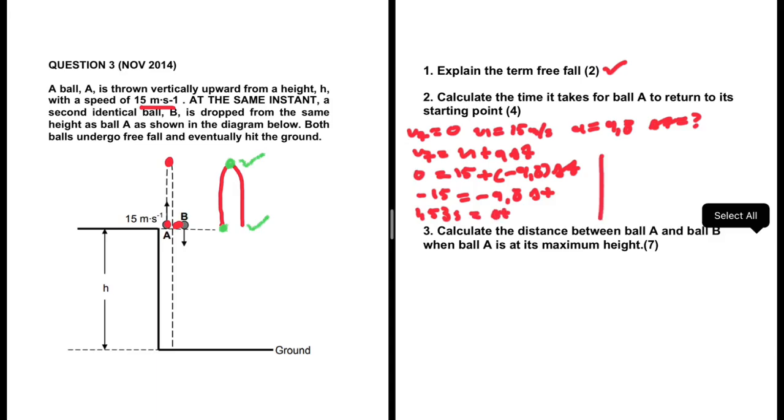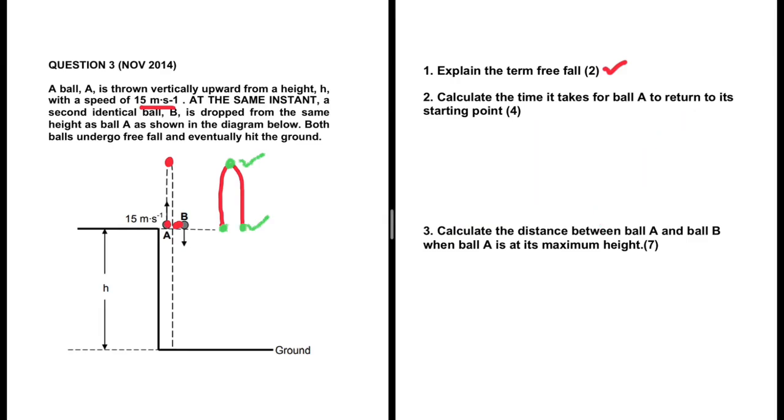But that is not the time we're interested in. 1.53 is the time taken to go from starting position to maximum height. We need to multiply that by 2 to get the entire time for the motion. So our time is 1.53 multiplied by 2, which is equal to 3.06 seconds. There we go. Time taken for ball A to return to its starting position. That is one way of doing it. Let me show you the other way.